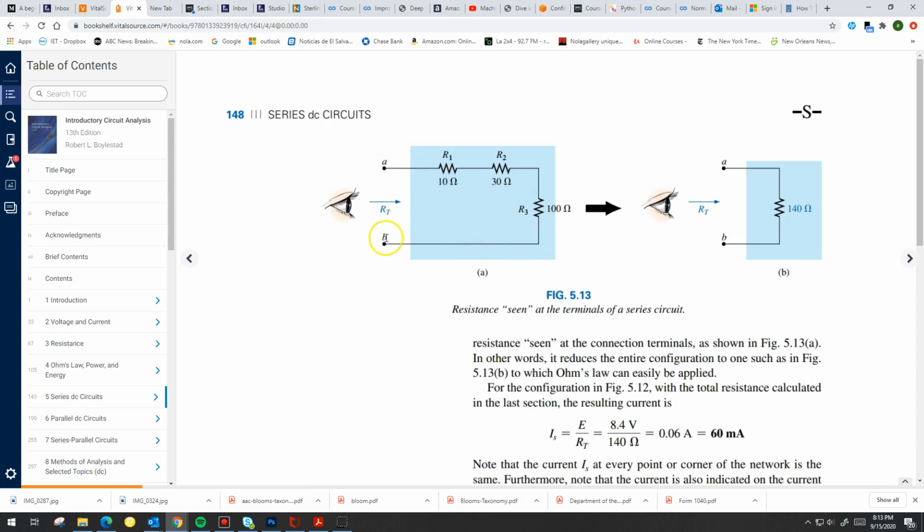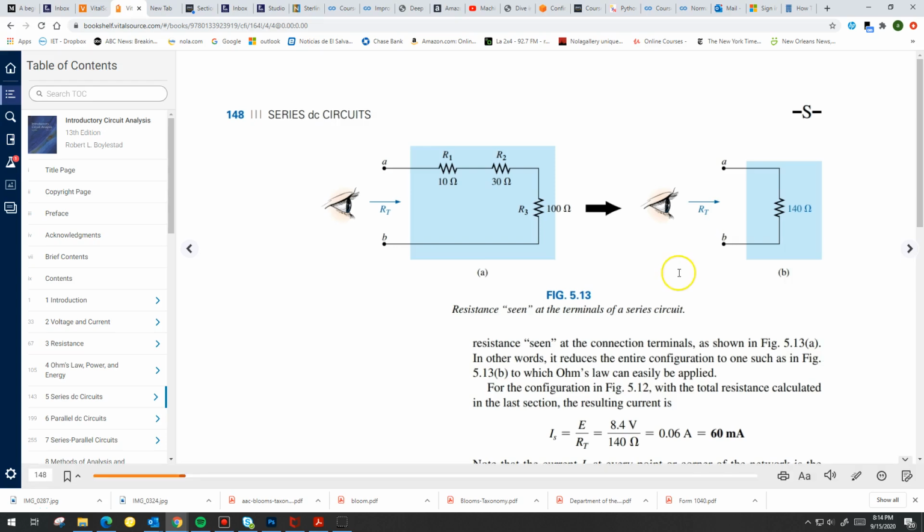If you look at terminals A, B, another way of saying the total resistance is asking what is the total resistance looking into the terminals A and B. Because from the source point of view, the source only sees the total resistance. It doesn't see, in quotes, the individual resistors. From the battery point of view, it sees this blue box, which represents the total resistance of 140 ohms.